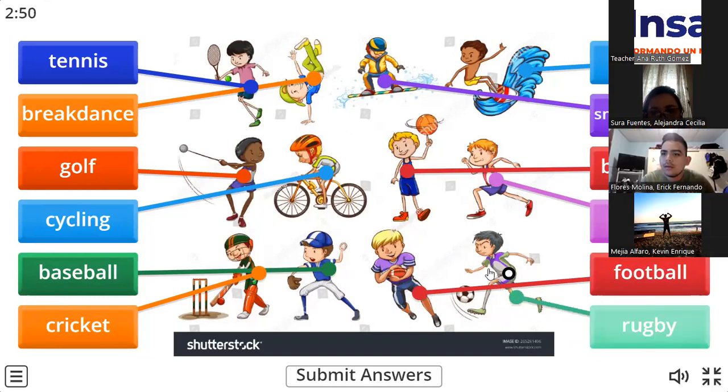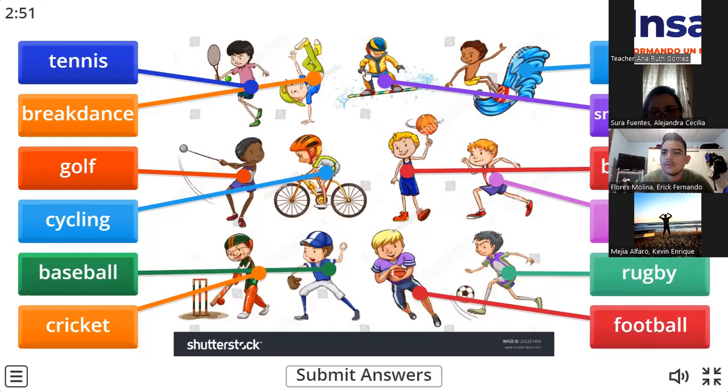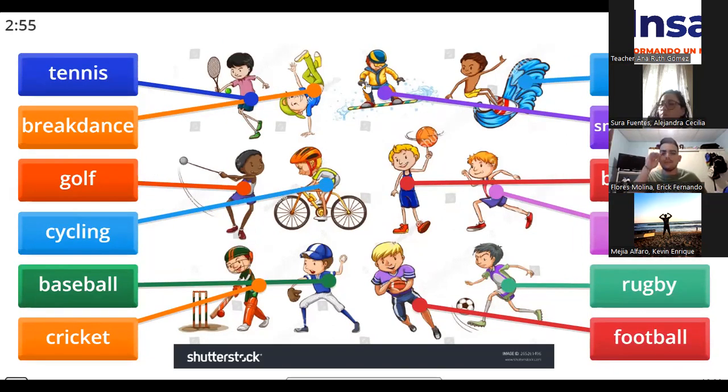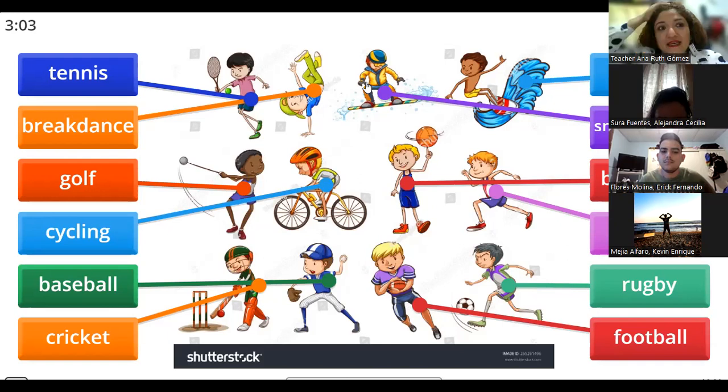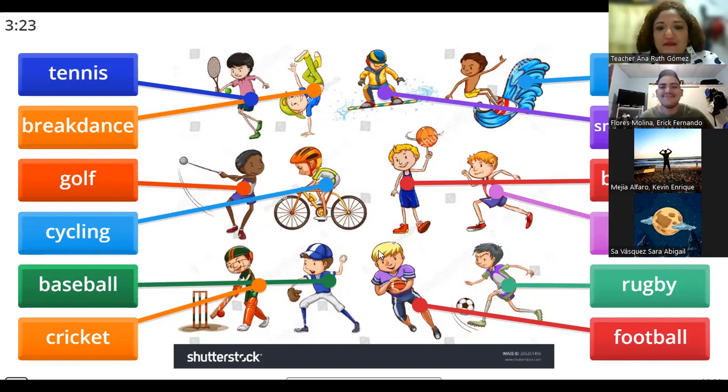Rugby. The difference between soccer and rugby is that in rugby, you can use legs and also you can use arms. They can be running, kicking the ball, and then they can take the ball with the hand. That is the difference. And it is a very violent sport. It is like playing soccer and American football mixed. Can you imagine playing rugby? Have you seen rugby players?